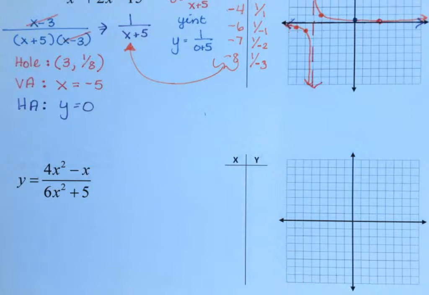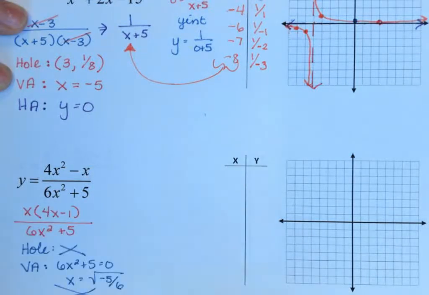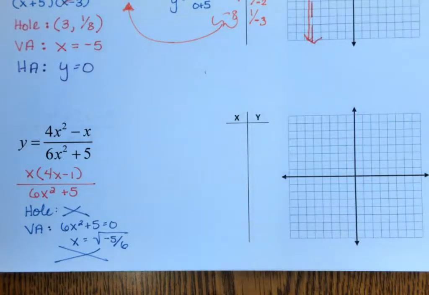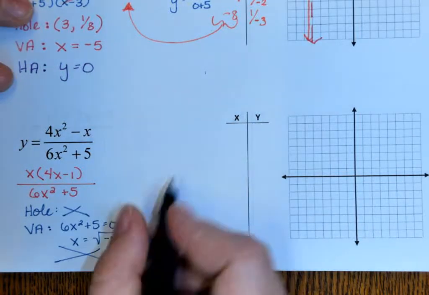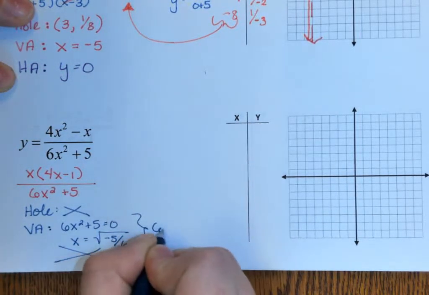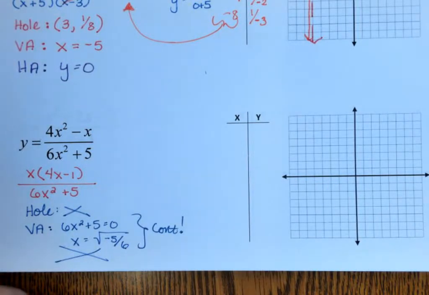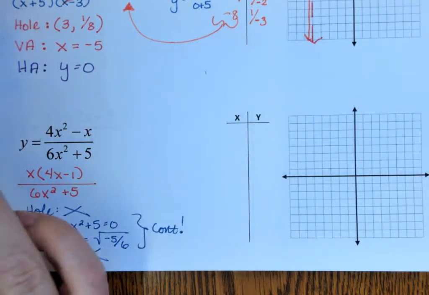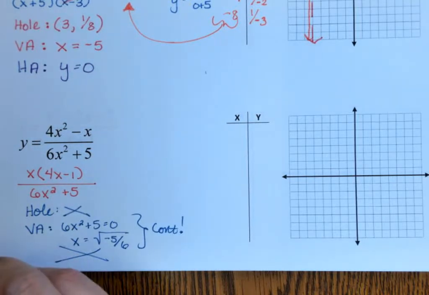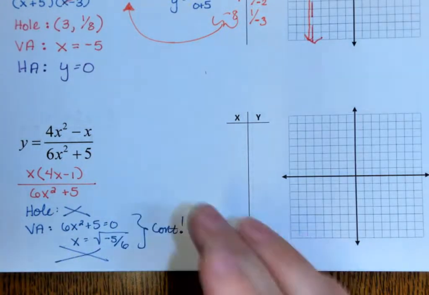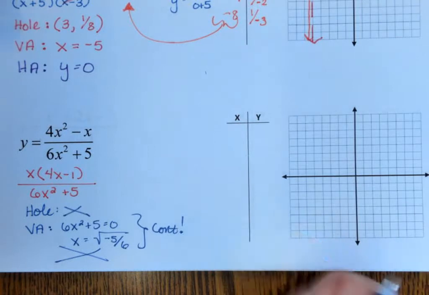Okay. All right, so no hole, no asymptote. No hole, no asymptote. Is it continuous? Yes, this guy is going to be continuous. Okay? So what we do need to find is we still need to find the intercepts and a couple more points to make sure that we know what this weird graph is going to look like. And it is a weird graph.